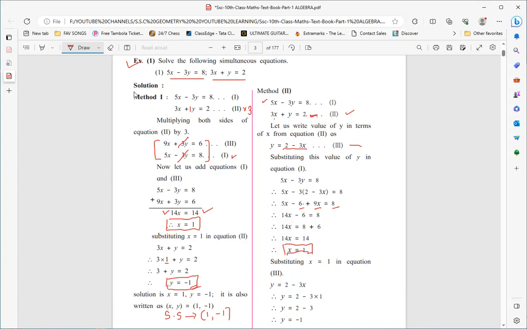Now with x equal to 1, you can substitute in equation number 3, because equation number 3 is giving you y. So y equal to 2 minus 3x. So y equal to 2 minus 3 into 1, which is 2 minus 3, which is minus 1. So what is the solution set? Here also it is the same thing. x is 1 and y is minus 1. So this is how we solve simultaneous equations.